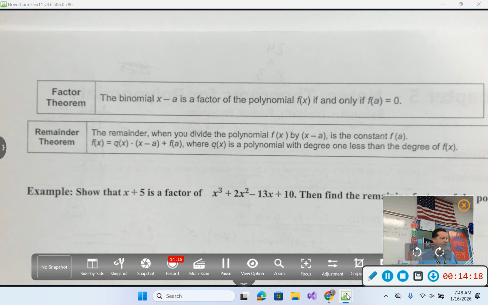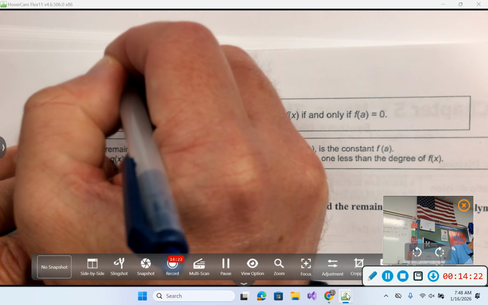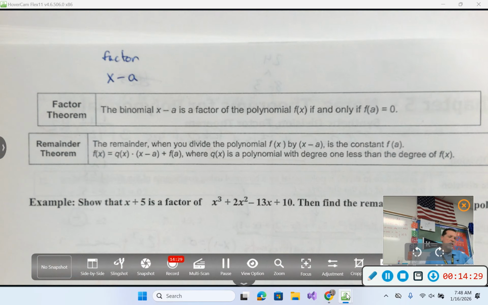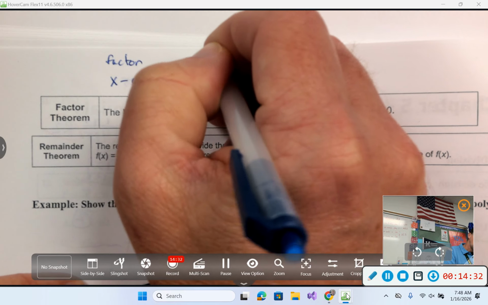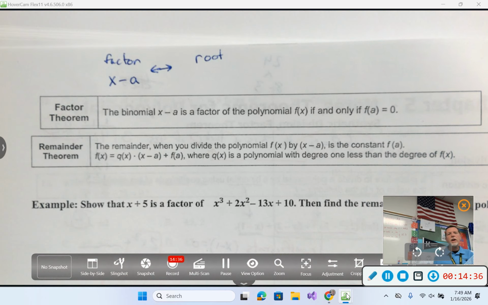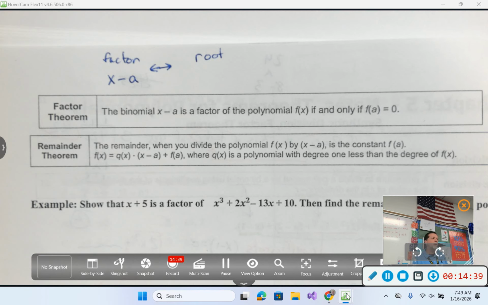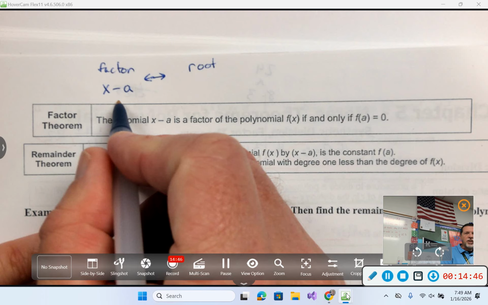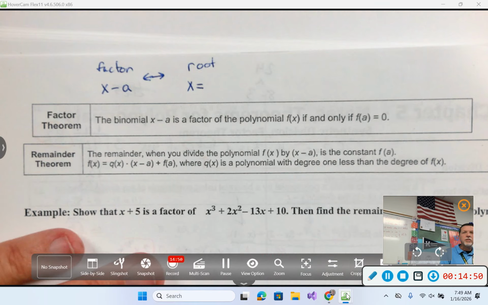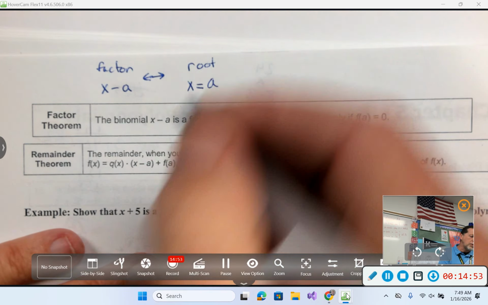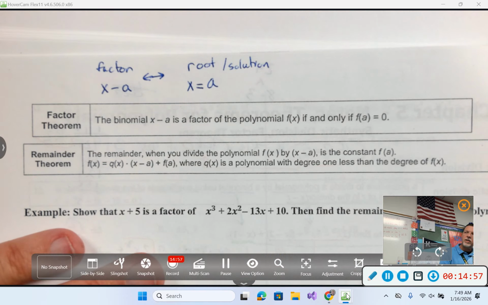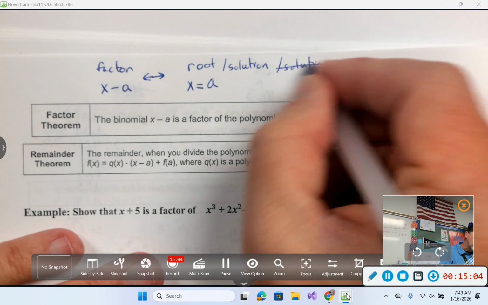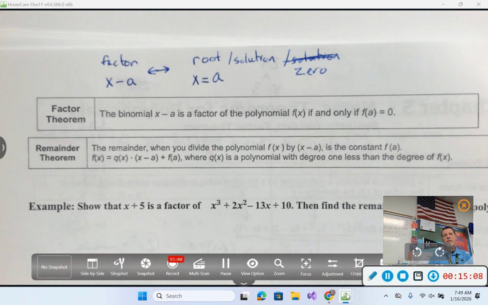Okay, before we get to the boxes, let's back up in our brains a little bit. If x minus a is a factor, then I guess we could put arrows going either way. If x minus a is a factor, then what does that mean is the root or the solution? So you would set your factor equal to 0, and you'd get x equals a. So x equals a would be a root or a solution or a 0. Call it any of those things. Root, solution, zero, those all mean the same thing.